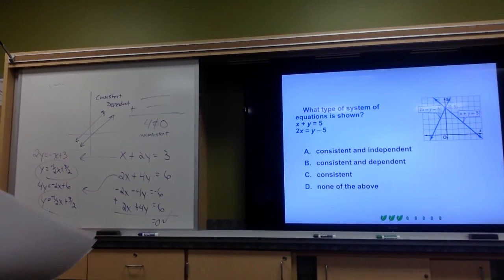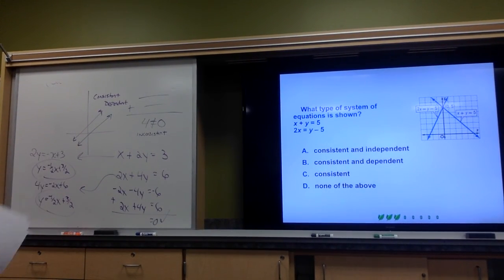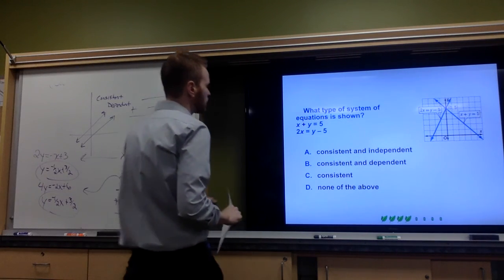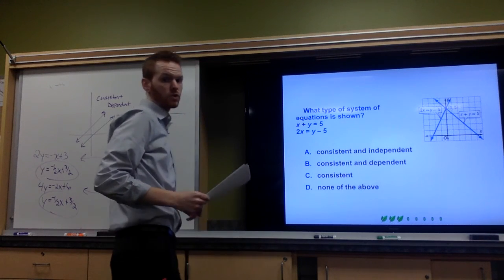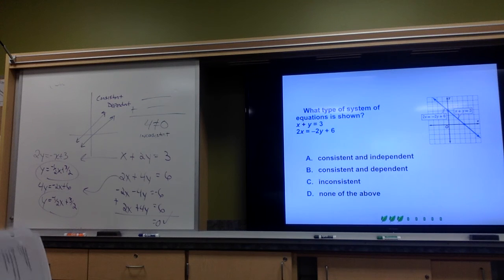I'm going to go ahead and go through these answers. So we have a system here. Okay, and what type of system would it be? You can always pause the screen and write your answer down. Okay. The answer would be what? A, consistent and independent, because there's one solution. Okay, let's keep going. Next one.